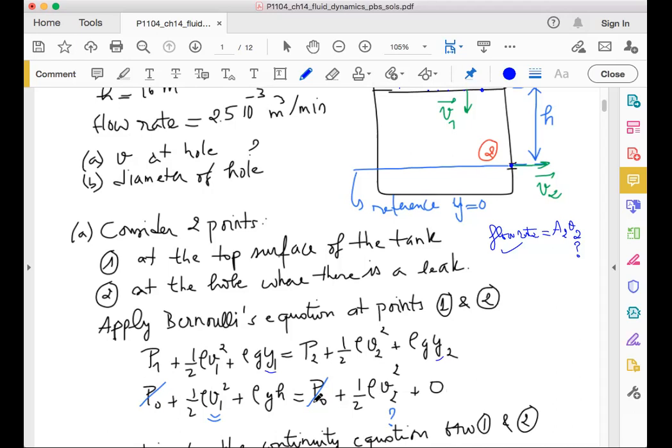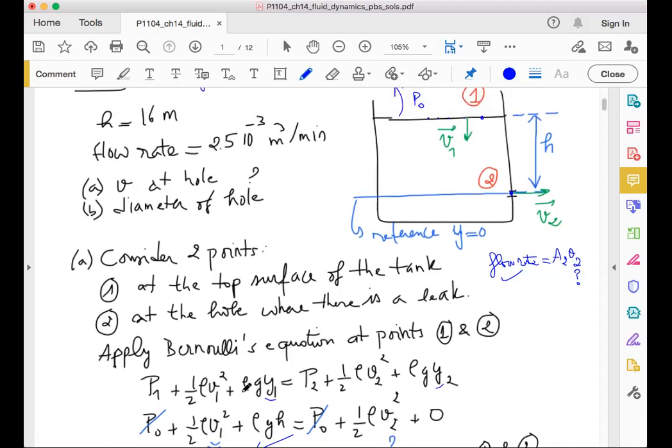So in this equation, we can reduce P node from both sides. Rho Gh is known. V2 is the unknown we are looking for, but we still have a problem because V1 is also unknown. So at this point, it's quite useful to use the continuity equation. If we apply it between point 1 and point 2, it gives us A1 V1 equals A2 V2. So we can deduce V1 as a function of V2, replace it by its value in this expression, and then we get the unknown V2.